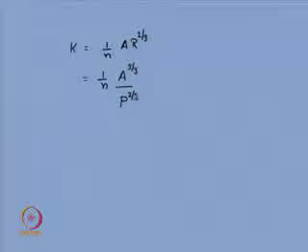So, for your conveyance factor, K is equal to 1 by n A R to the power of 2 by 3, this is 1 by n A to the power of 5 by 3 P to the power of 2 by 3.